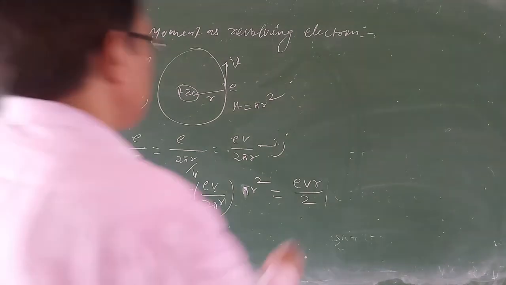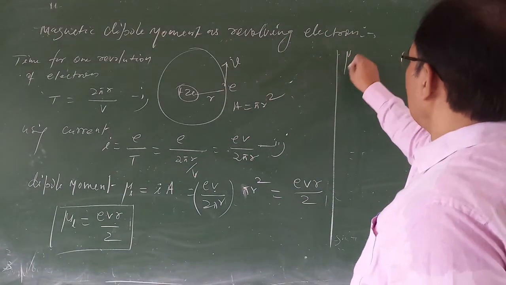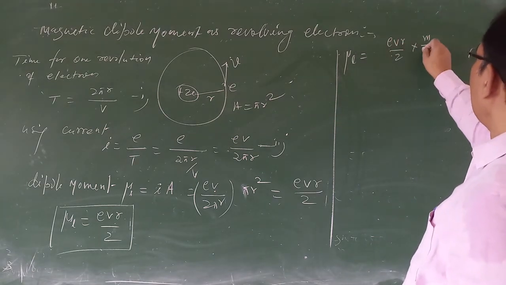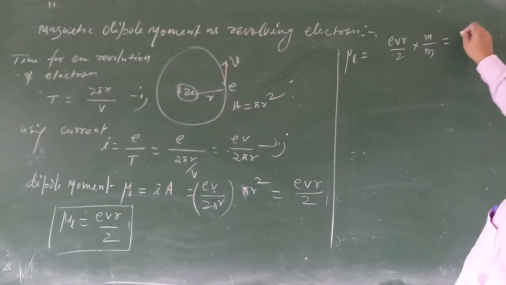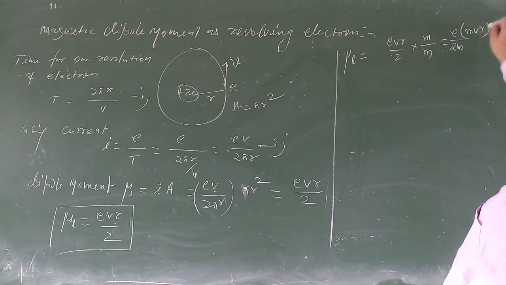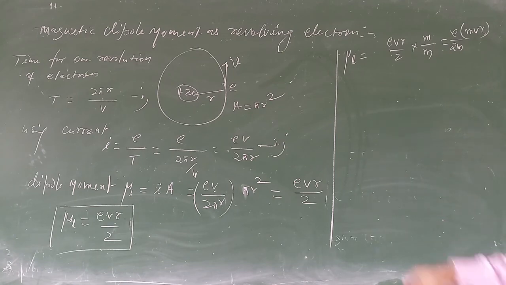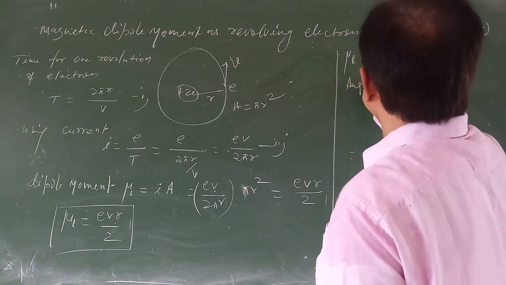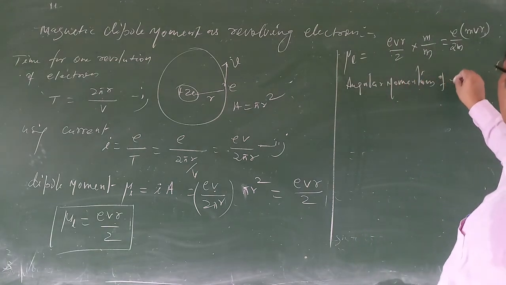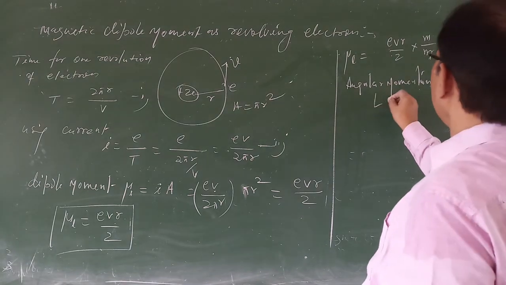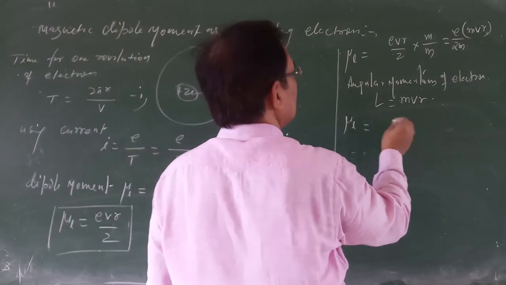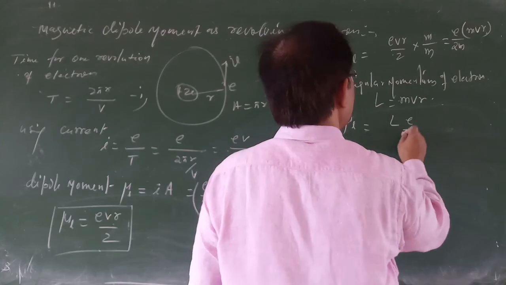And now multiply by m on both sides. So mu L, the dipole moment, equals evr by 2 into m by m. So you can write e by 2m, and this is mvr. So mvr is the angular momentum. The angular momentum of the electron L equals mvr. So the dipole moment mu L equals L into e by 2m.